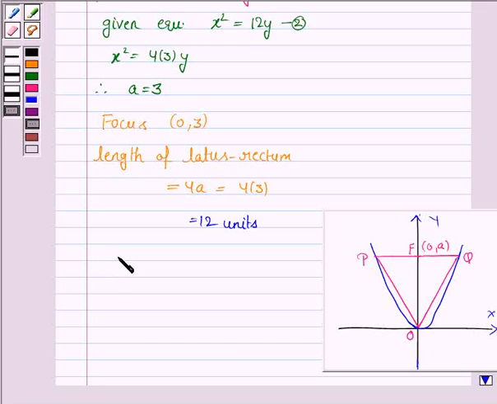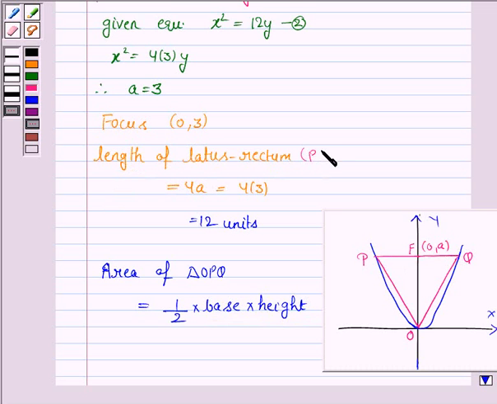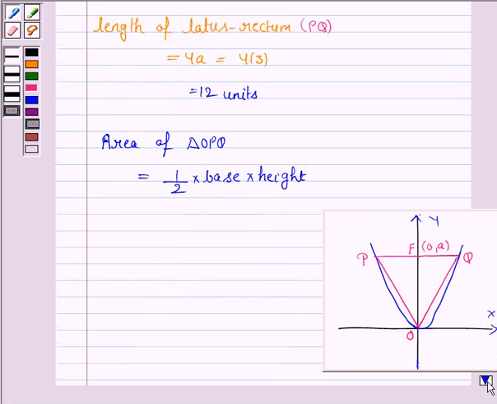Now area of triangle OPQ is equal to 1 by 2 into base into height. Now, here base is PQ and PQ is the latus rectum which has length 12 units and height is a, because the latus rectum passes through the point (0, a). So, here height is a units and a is equal to 3.